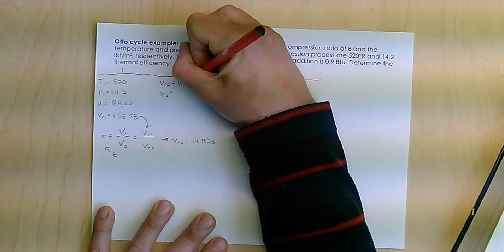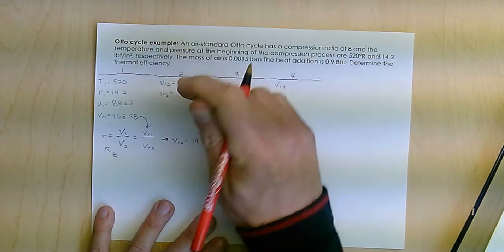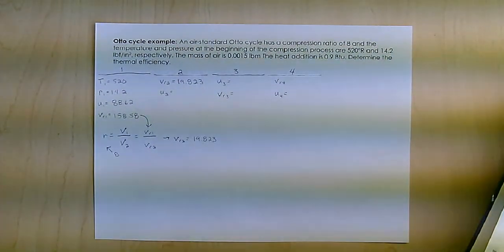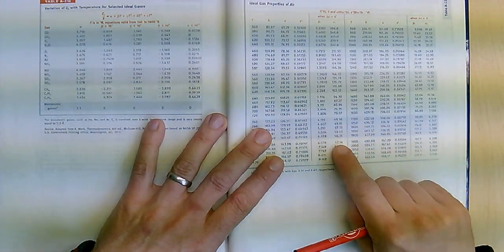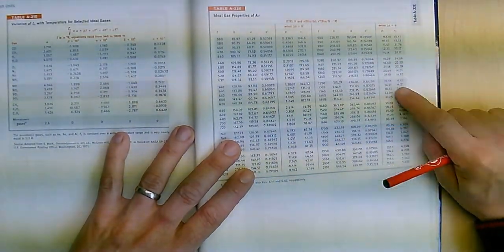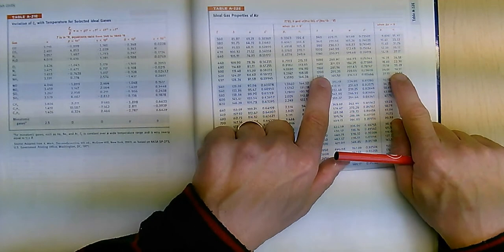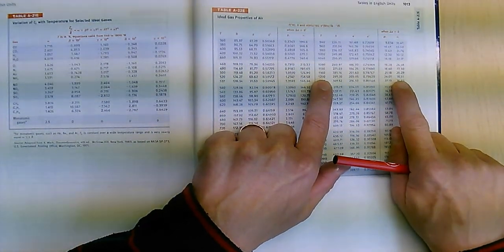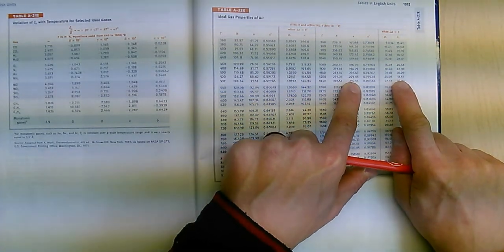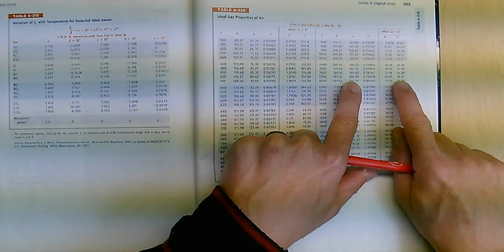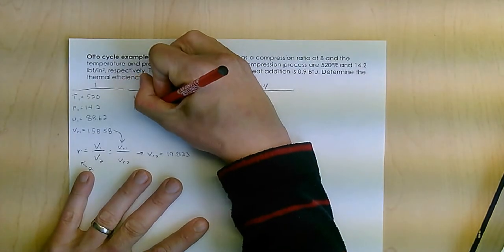Now that I have that, I can set state 2 by going back into the table, going to VR2 of 19.83, scrolling down. It's somewhere in between 1160 and 1200. When I do my interpolation, I actually get a U value of 203.58. So that sets state 2.